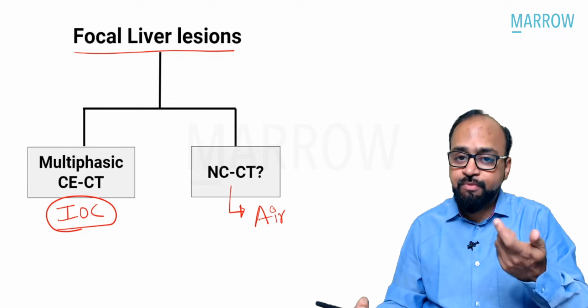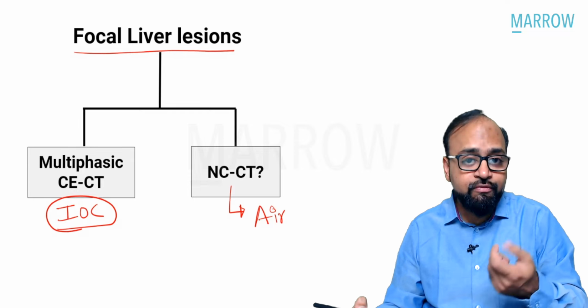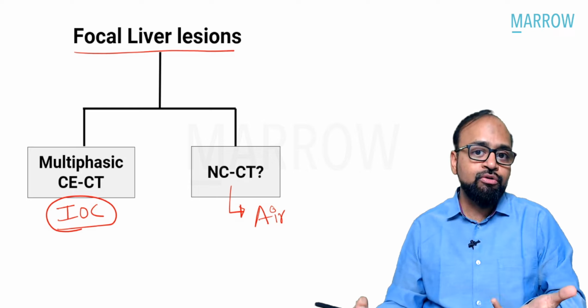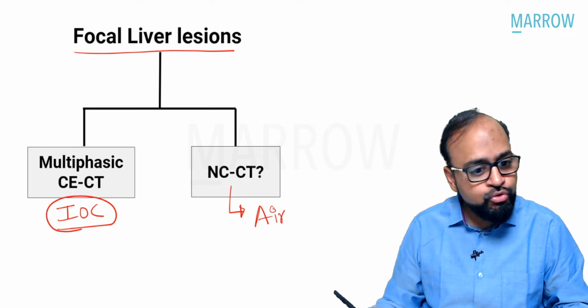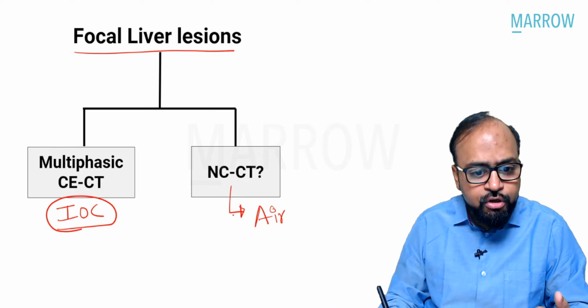Maybe liver abscesses may have some air specks within them that would give us a clue, but still we have to rely on the enhancement pattern of a liver abscess. So contrast enhanced CT would be the investigation of choice, right?